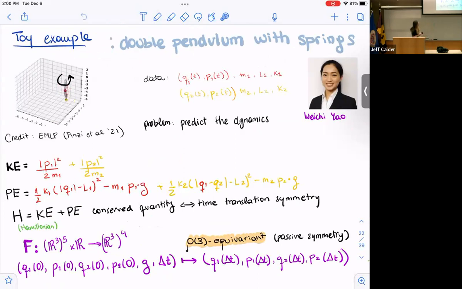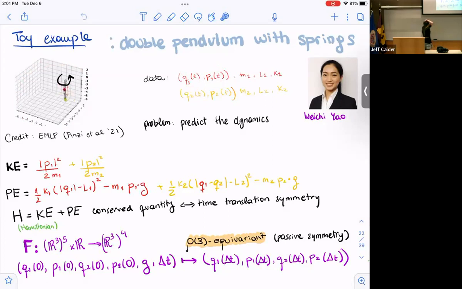Okay, so far I showed you how to parameterize the equivariant functions that take vectors and output a vector. And so I'm going to show you what this looks like in a specific toy example, where I have two masses connected with springs, and I want to predict the dynamics. My data includes the positions and momenta of the masses, and the problem is to predict the dynamics.